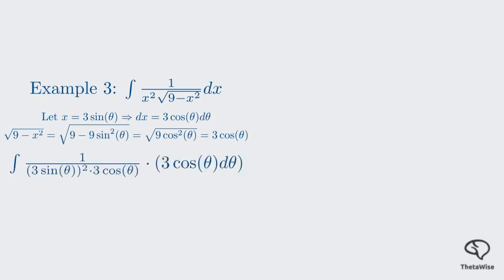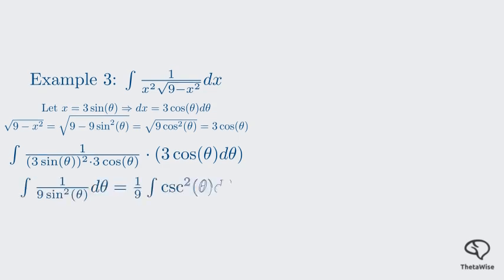The integral becomes the integral of 1 over 3 sine of theta squared times 3 cosine of theta, all times 3 cosine of theta d theta. Notice that the 3 cosine of theta terms cancel out, simplifying the integral significantly. We are left with the integral of 1 over 9 sine squared of theta, which is 1/9, times the integral of cosecant squared of theta d theta.